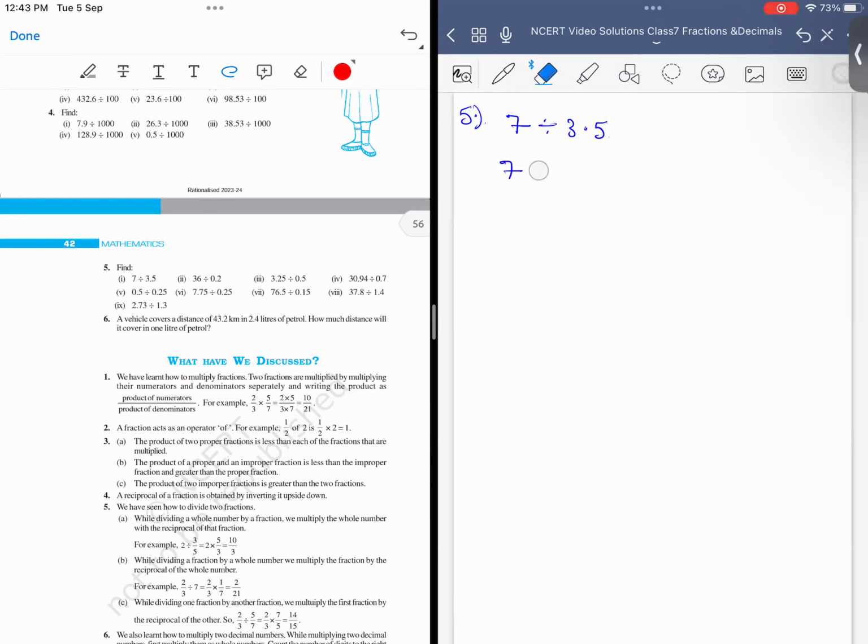convert this decimal. So 7 divided by this, what is the equivalent fraction form? It will be 35 by 10, right? And we know how to divide a whole with a fraction. So 7 division changes to multiplication, and we reverse the fraction, 10 by 35, and factor out. So 5 and 2, so in simplest form it is 2.